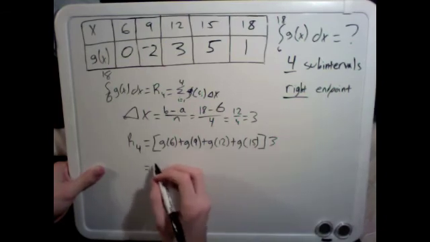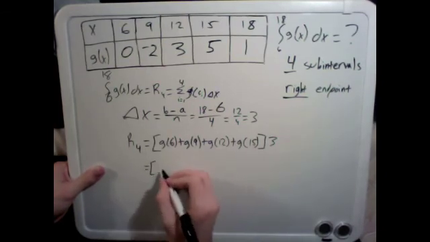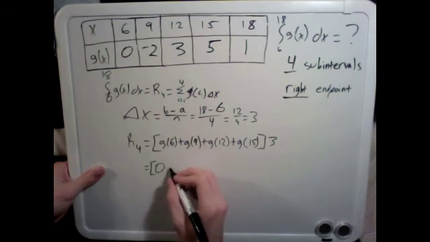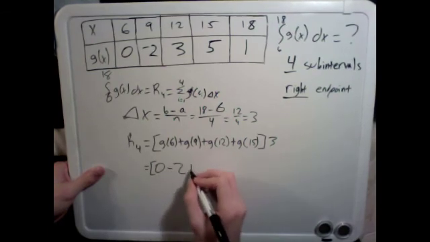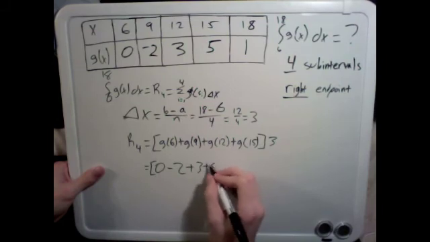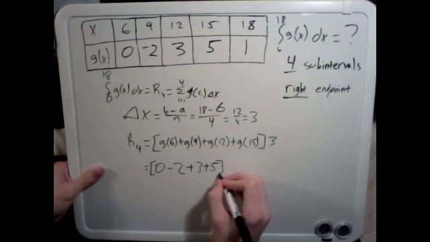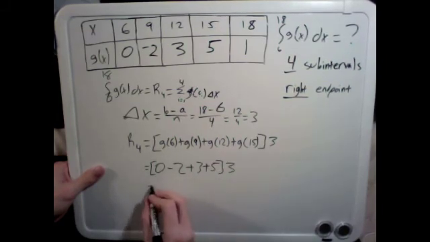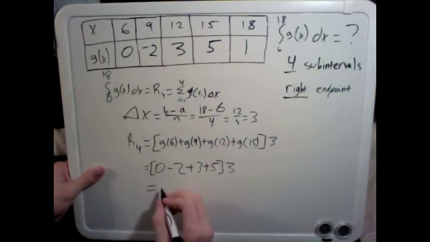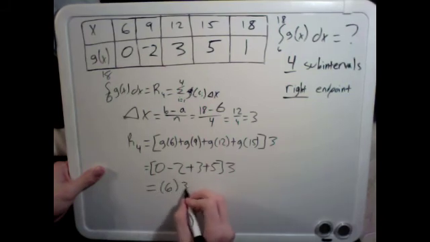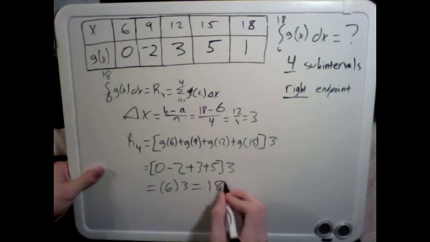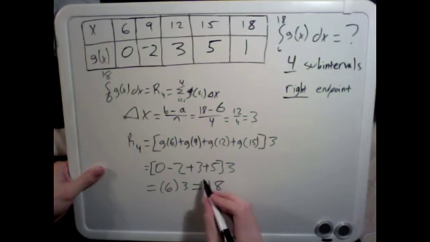So this is going to be equal to 0 minus 2 plus 3 plus 5, times 3. That's going to be equal to 6 times 3, which is 18, and that's going to be our answer.